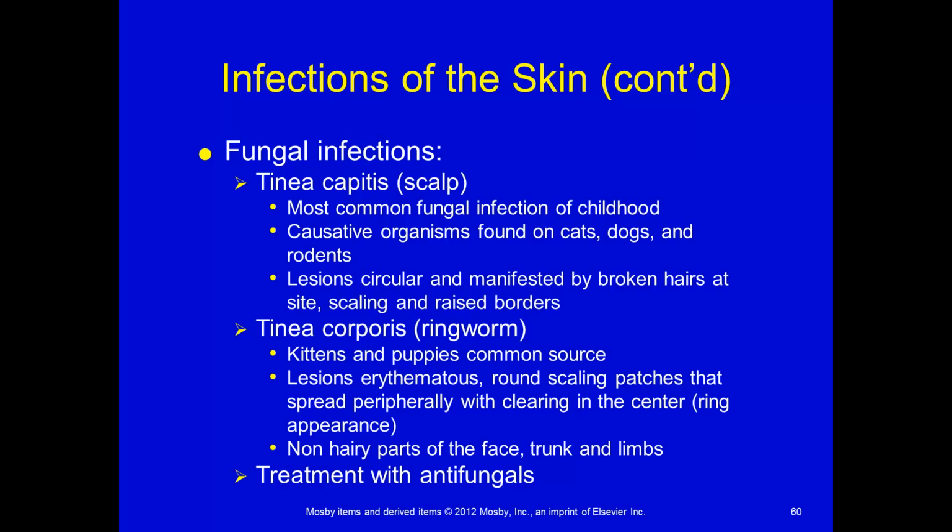And then Tinea corporis is what we refer to as ringworm. It's actually not a worm at all, so that's kind of a misnomer. It just looks like a worm because it makes these little ring-shaped lesions. So again, unfortunately, house pets, kittens, and puppies are a common source of ringworm that gets transmitted to the children in the house. These lesions for ringworm are red, round, scaly patches that spread outward, peripherally. And as the red lesion grows out, the center looks flesh color. The center is clear. And that's what gives it the ringworm look.